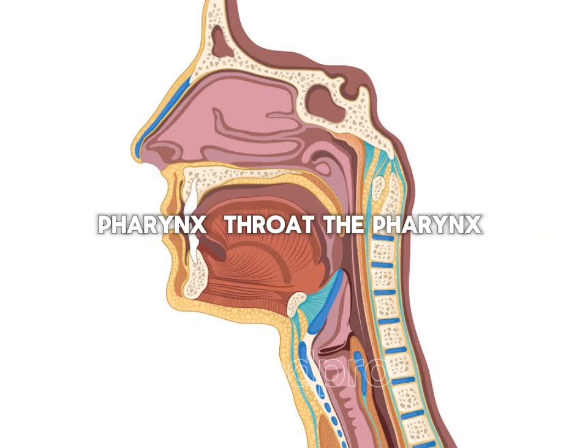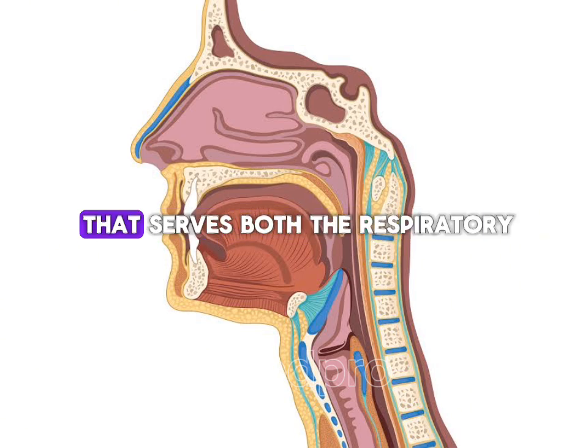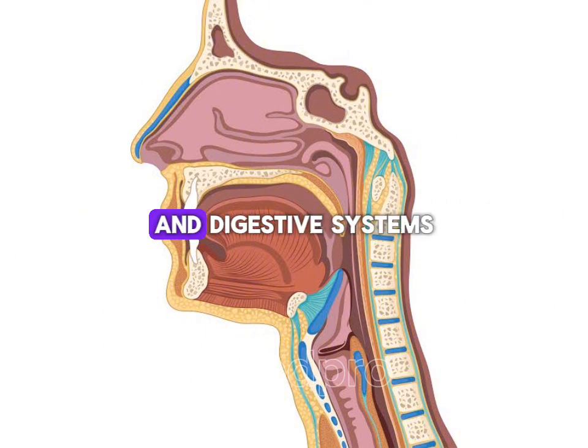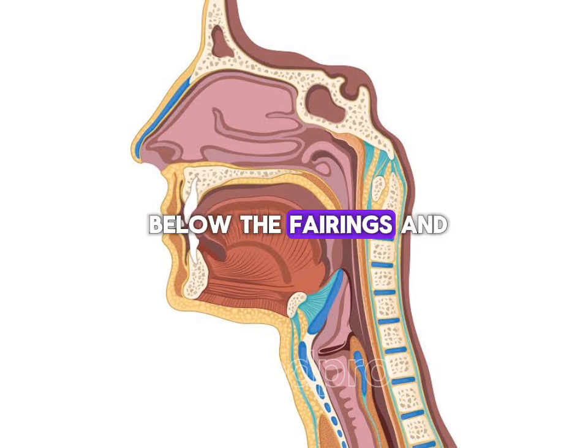Pharynx, throat. The pharynx is a muscular tube that serves both the respiratory and digestive systems. Air passes through the pharynx on its way to the larynx. Larynx, voice box. The larynx is located below the pharynx and houses the vocal cords. It acts as a passageway for air and plays a role in sound production.